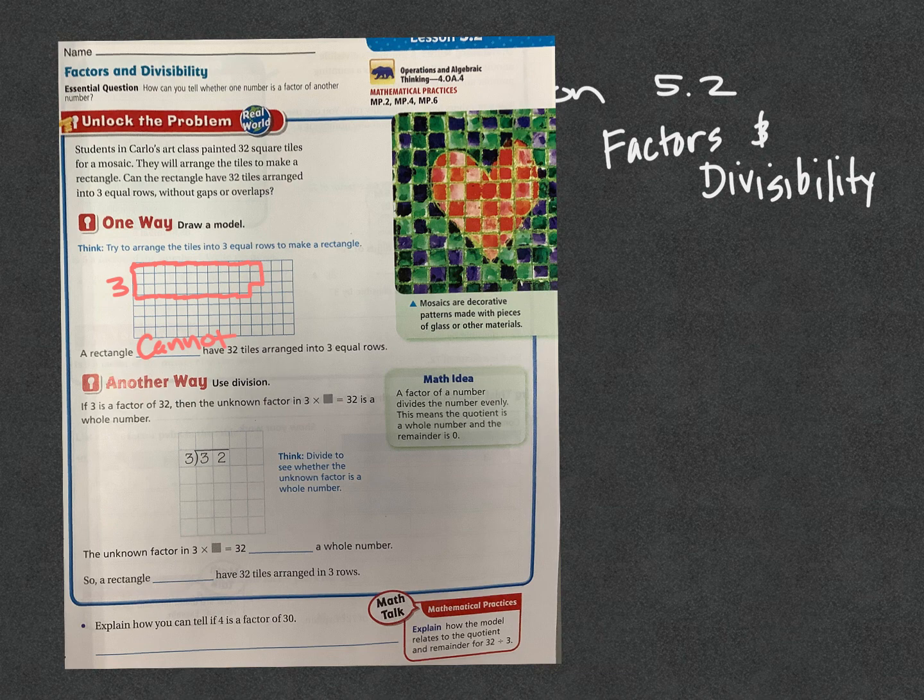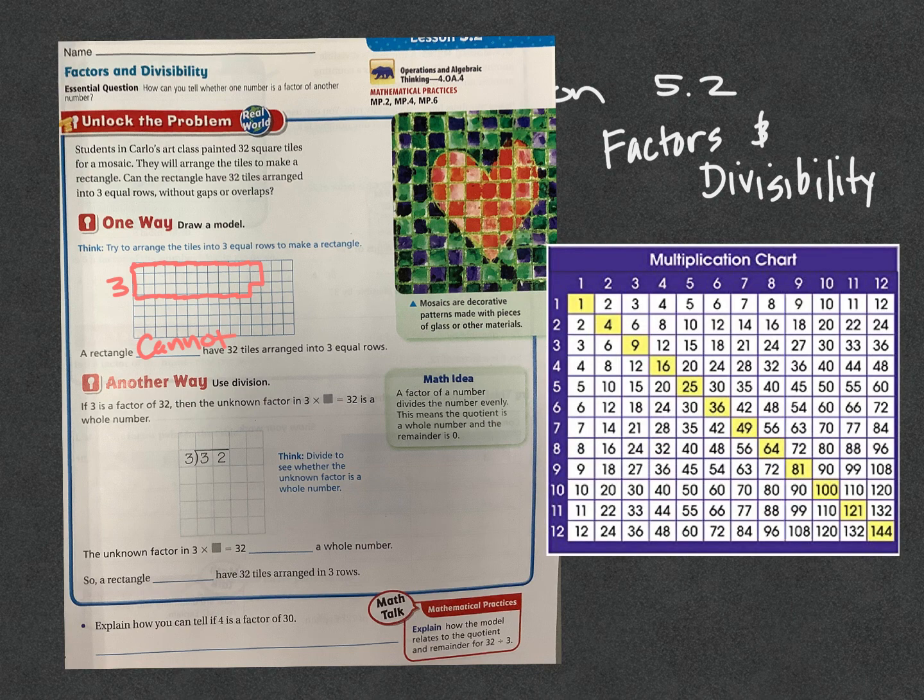There's another way, and I'm going to pull something into here real quick. Let me grab it. Because some of you are still using the chart, and that's fine until we get it all memorized. For now, use the chart to help you out. If 3 is a factor of 32, then the unknown factor in 3 times some number that we don't know yet will equal 32 as a whole number. So they have 32 divided by 3 here, right? Because that's the inverse of multiplication. So 32 divided by 3 will give us that number.